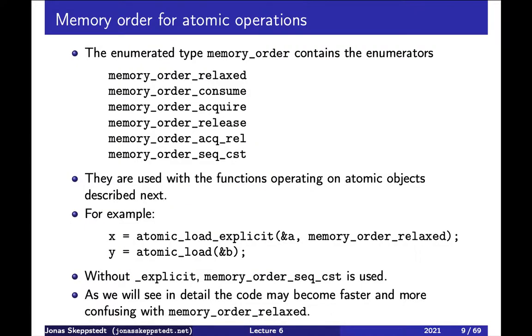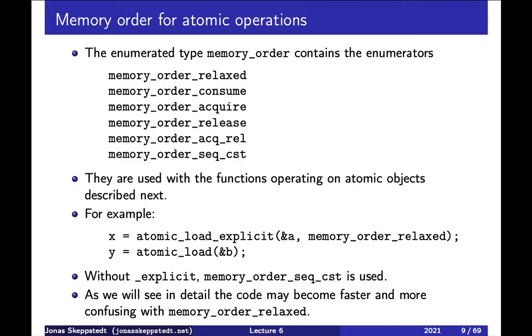We will now look at additional operations on atomic variables, in addition to the plus plus, minus minus and compound assignment operators. For these operators it is always sequential consistency that is used, but for the primitives that we will see, it is optional to use another memory consistency model. That is, we can specify that we should not use sequential consistency.